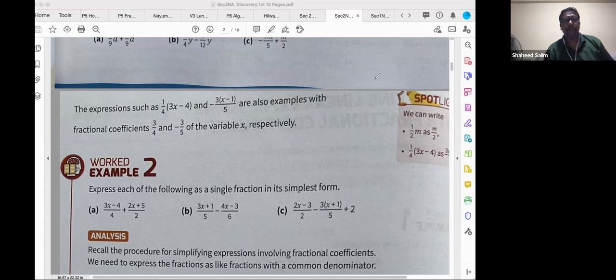Okay, let's check. Who has gotten it correct? Raihana, good try, but so sorry, it's not the answer. Rahman, sorry, not the answer. Asan, not the answer. No one has got the answer.